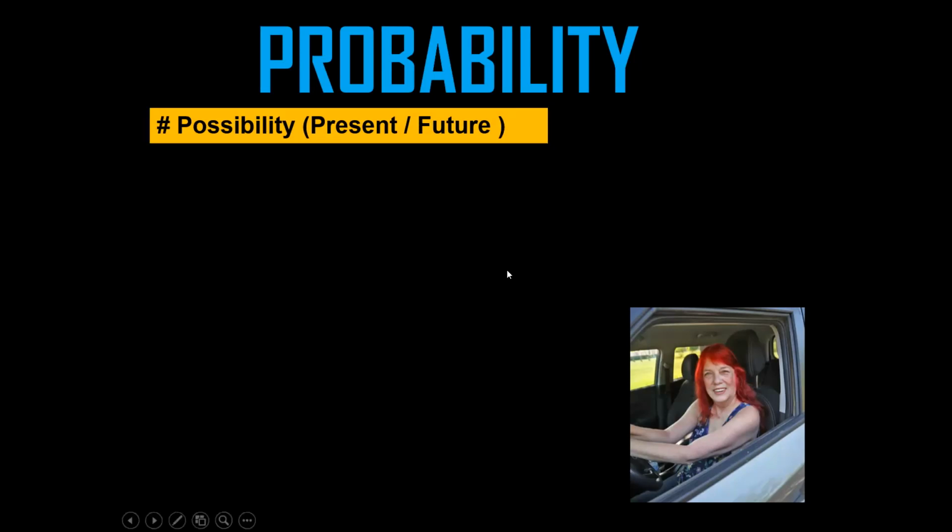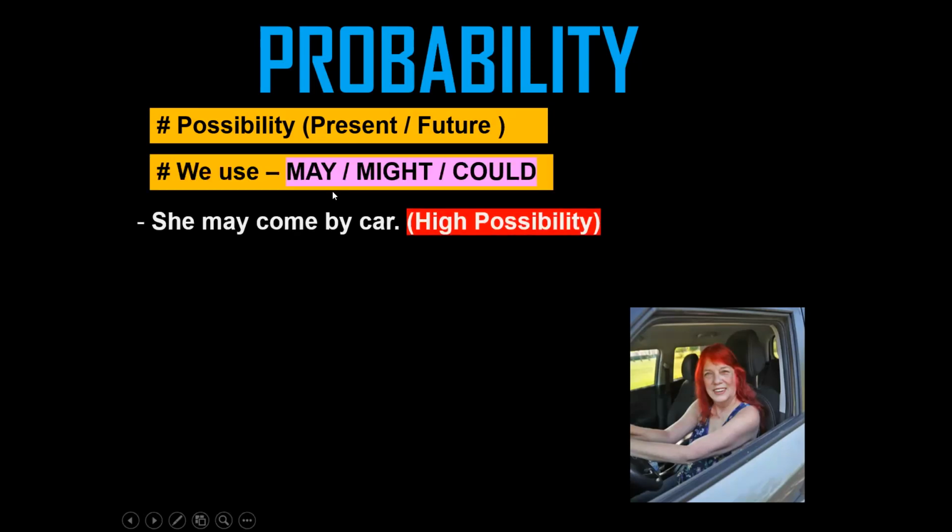Probability. If the probability is in the present or future, then we have to use may, might and could. Possibility will be in only 2 tenses, either present or future. Arun, why is possibility not in the past?